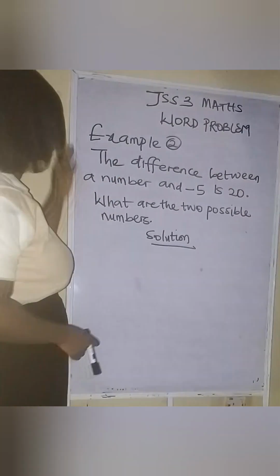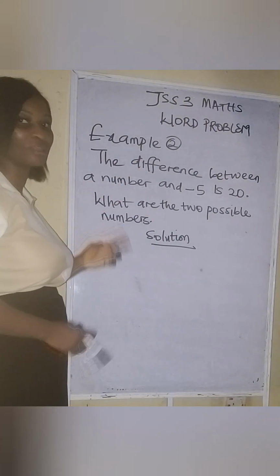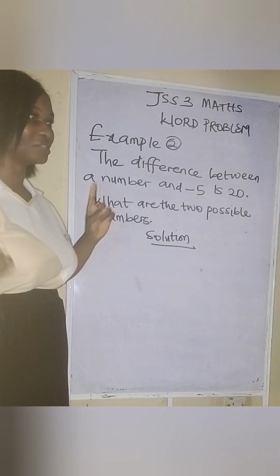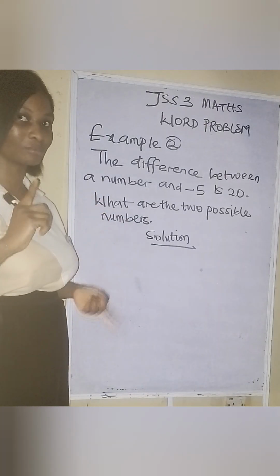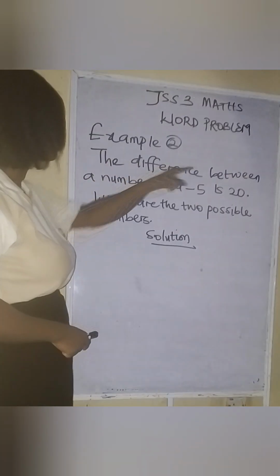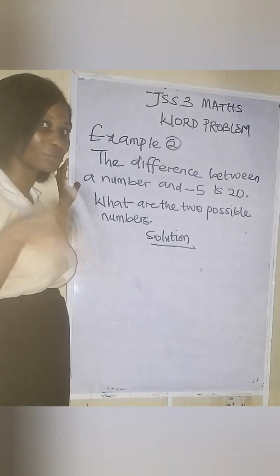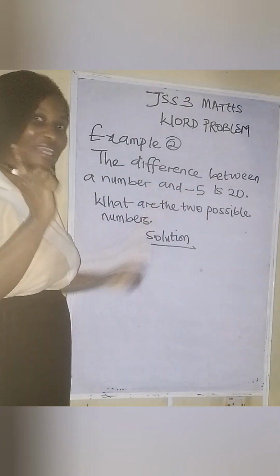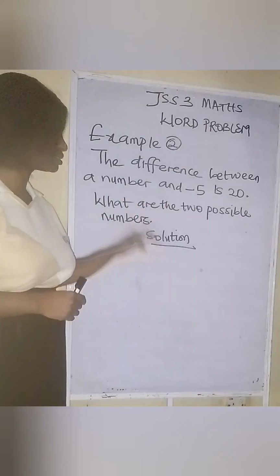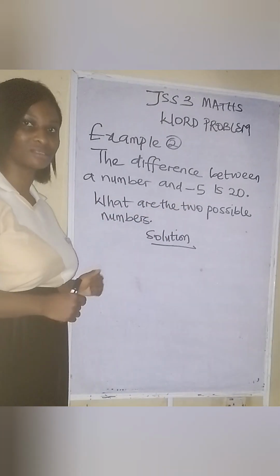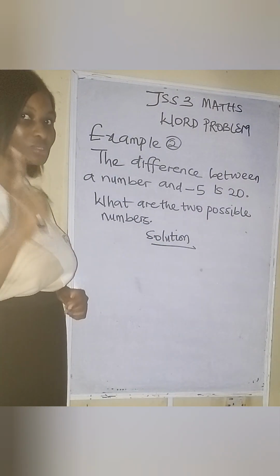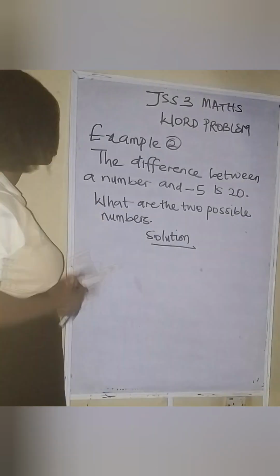Now it said the difference between a number. When we talk about difference, it means what? Negative, or minus, or subtraction. Don't forget, we already explained difference and sum. So the difference between a certain number that we don't know and minus 5 is 20. What are the two possible numbers? So we have to look for the two possible numbers, and we need to interpret this question.